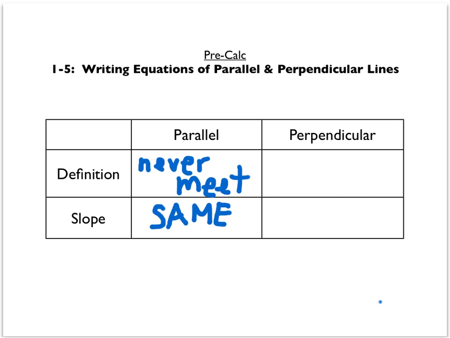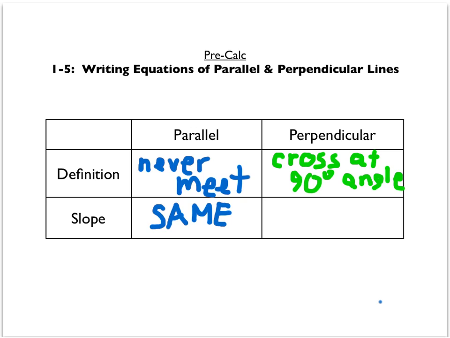Now if we talk about perpendicular lines, on the other hand, if we were to look for a definition of those, they are lines that do cross, they do meet, and when they meet, they cross at a 90-degree angle, which of course you know. Now the one slightly tricky part about perpendicular lines is their slope, and sometimes students tend to get this mixed up a little bit. So the slope of perpendicular lines are obviously not the same. They have to be different in order for there to be an intersection.